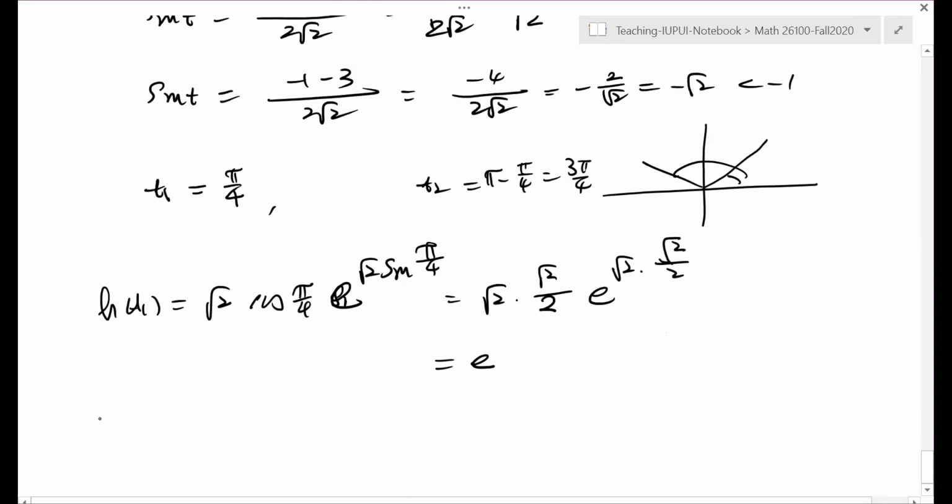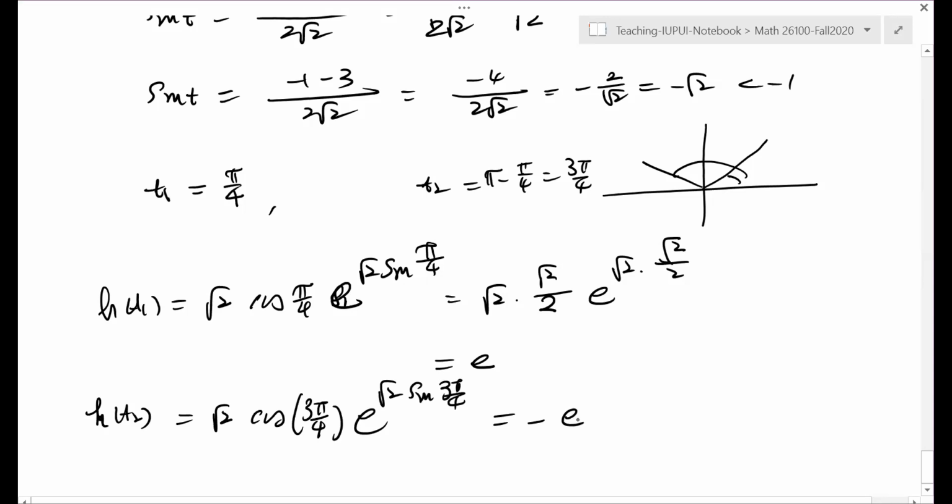Another one is h of t2. So this time it's going to be cosine 3 pi over 4, e to the square root 2 sine 3 pi over 4. This will be negative, okay? Actually, it's negative e, okay? After you simplify it. Now, this is a maximum value, not necessarily local, because this is only, okay? This is a maximum value. This will be the minimum value, okay?